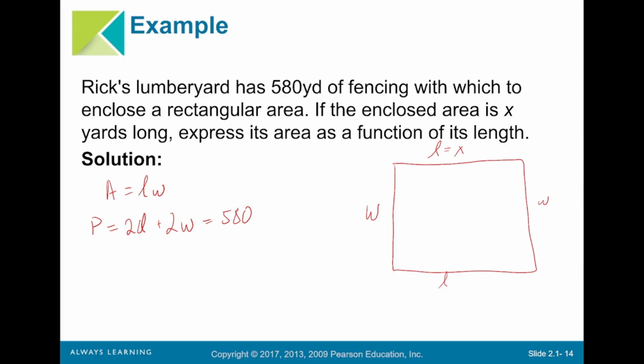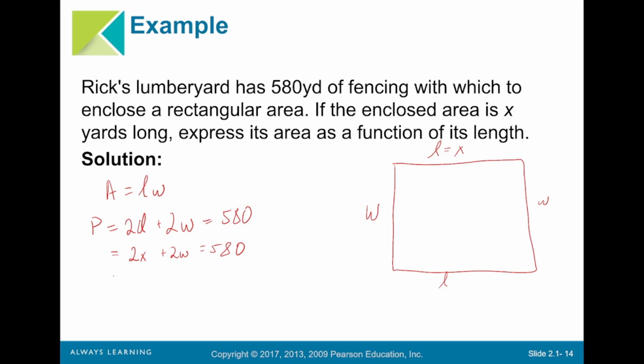Okay, so I need to figure out, well, how am I going to represent the width using that 580 number? Well, in terms of x, right? So I know that my length equals x. So this is really 2x plus 2w equals 580. And bear with me here, we're just going to solve for w, and then we'll know what our width is in terms of our length x.